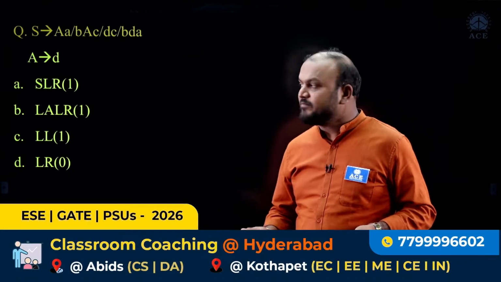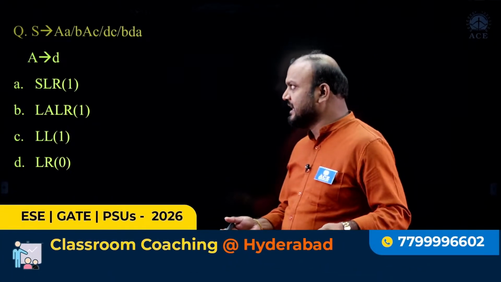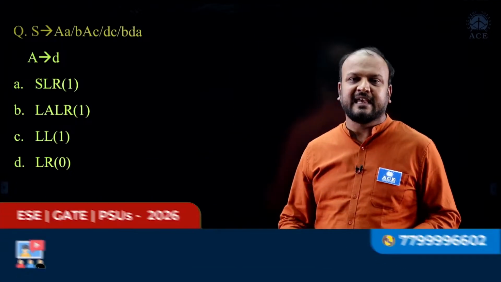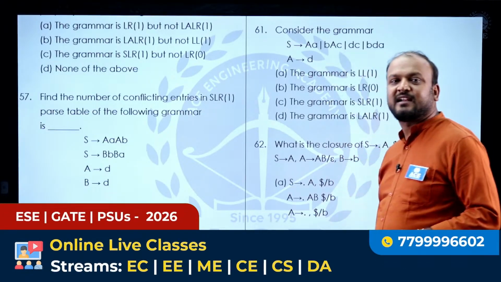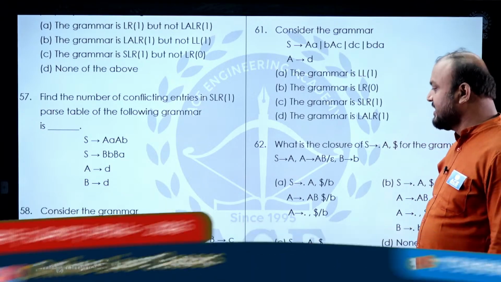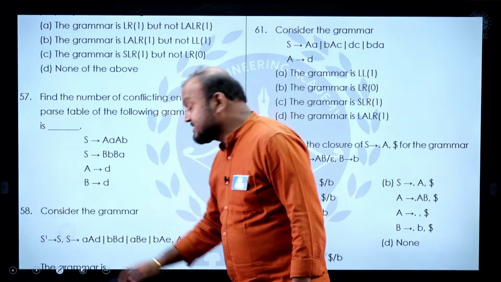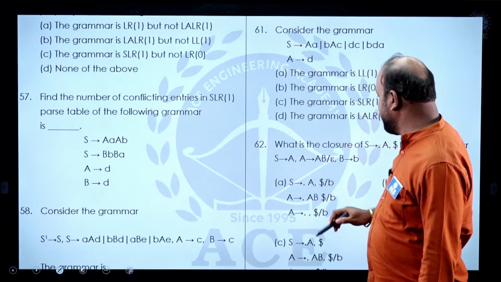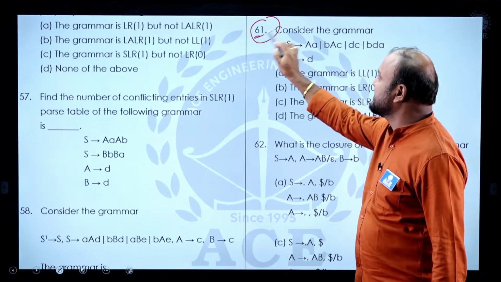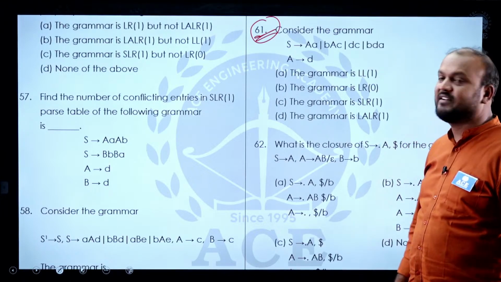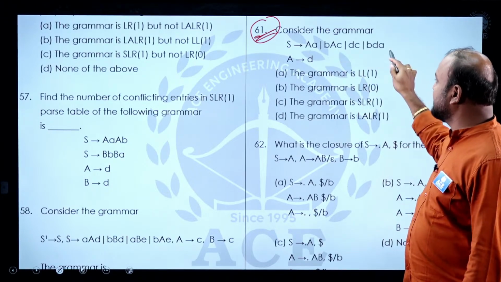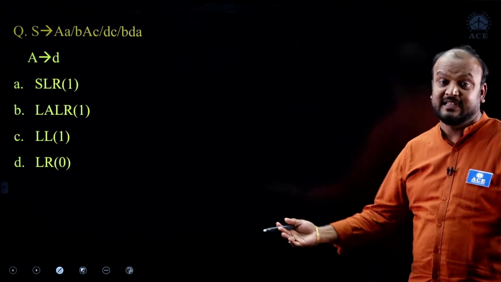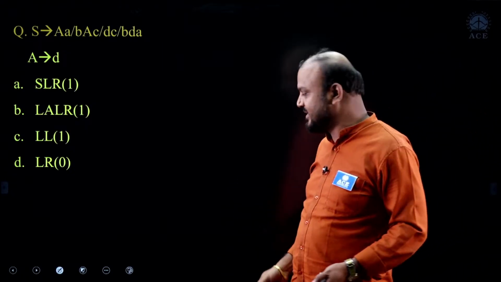This question was given by our students, seen in the students community, and this is the same question which exactly appeared in our classroom practice question booklet. Look at this question. This classroom practice question booklet has existed for the past 10 years, and we have been solving the same question. This is question number 61 in our classroom practice booklet, and the same question appeared in the GATE exam. So that's definitely a great thing about ACE Academy.